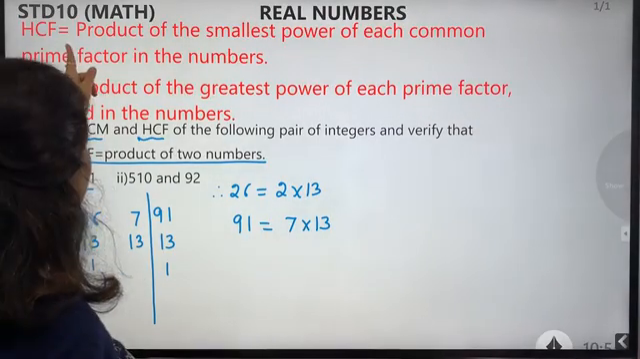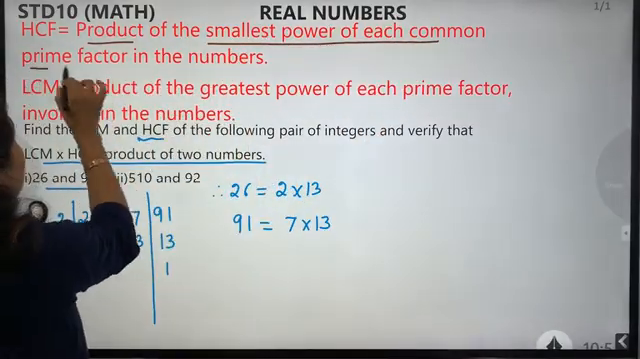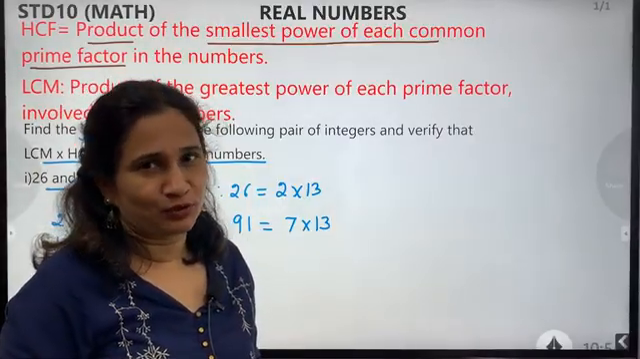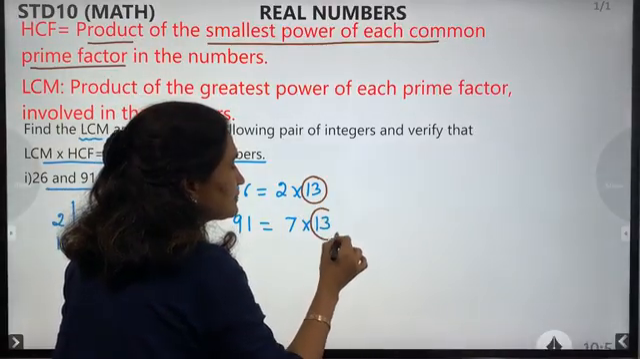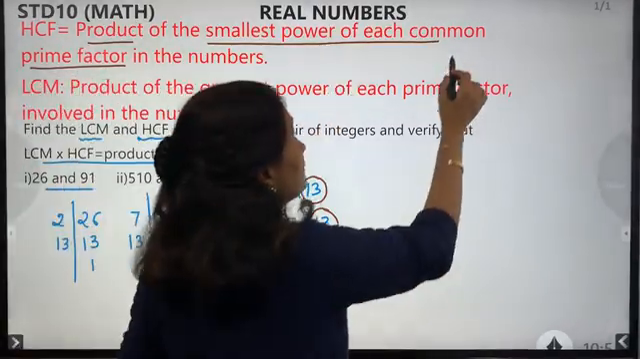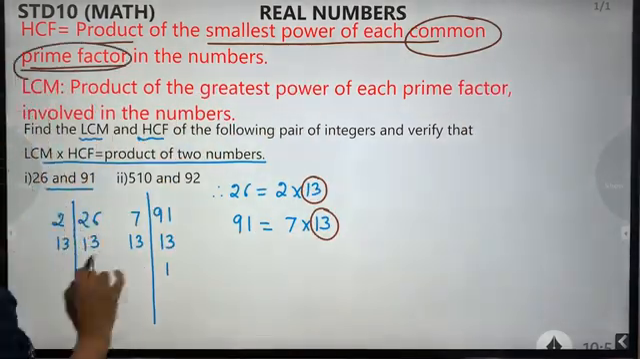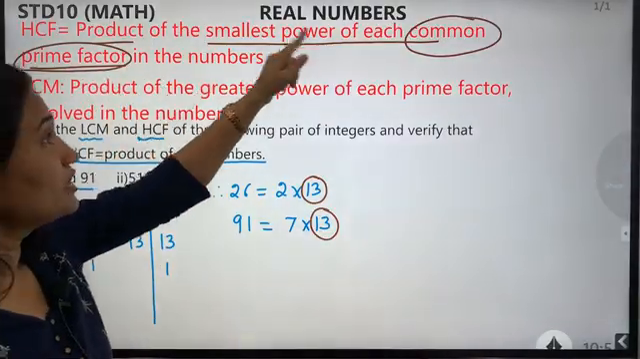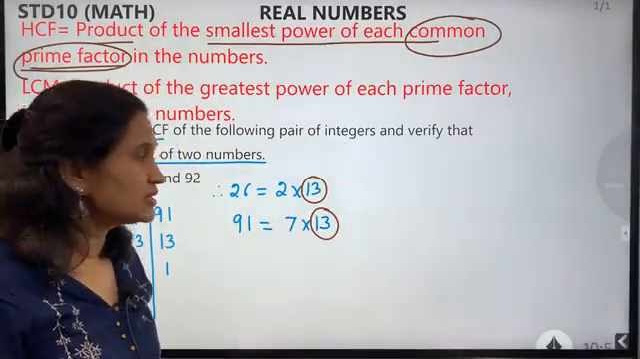Now, as I have told you, HCF is the product of the smallest power of each common prime factor. Let us first see, children, which is the common factor in both of them. In both of them you will see that 13 is common here as well as over here. So, whenever you are finding the highest common factor, be very much alert about the common prime factor, because that you need to take only once, and it is the product of the smallest power of each. Now, luckily here the power of both of them is 1 itself.